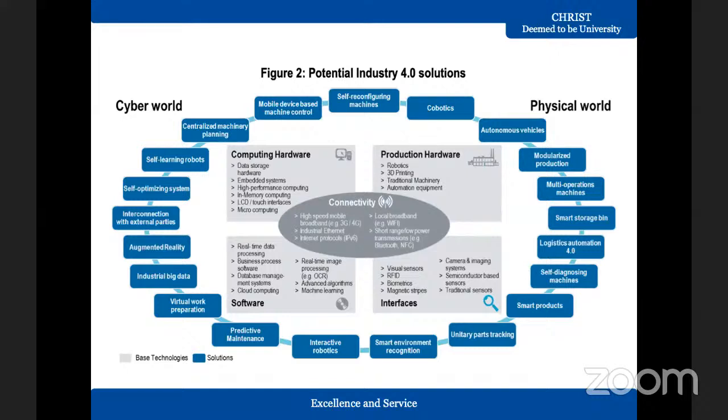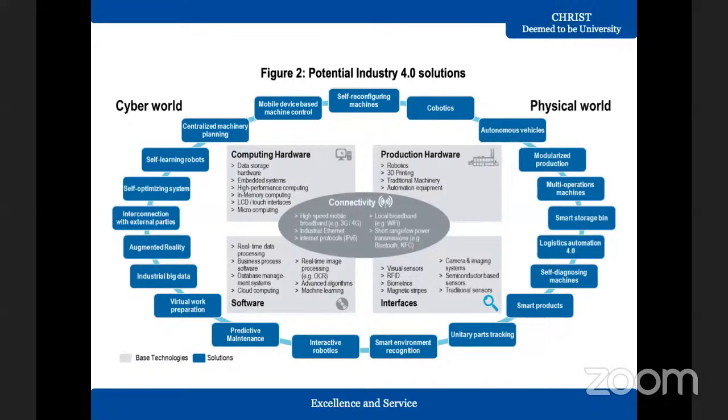I think you may know it. Ten years before, Google started testing the autonomous vehicle on road, especially in Singapore and the United States. Then we have more modularized production, multi-operational machines, smart storage bins, and logistics automation. That's very important. Nowadays, the next boom in India's market is logistics, especially during this pandemic situation. If you want to move things from one place to another, supply chain management plays a vital role. It is part and parcel of logistics. So all these things are the physical world. It means you can see things, touch and feel.